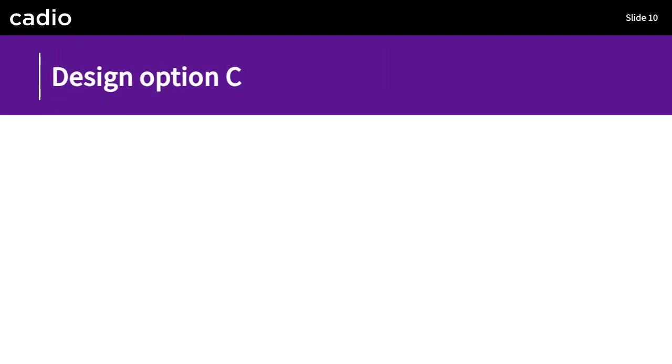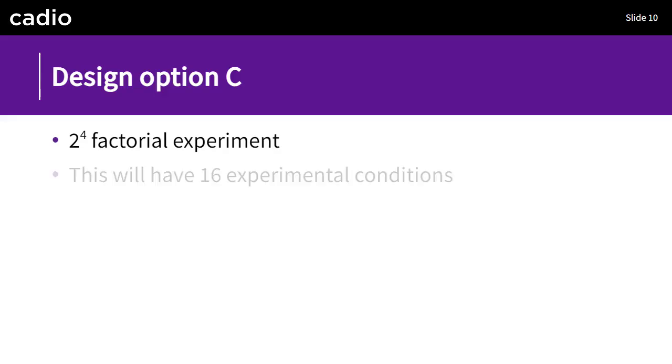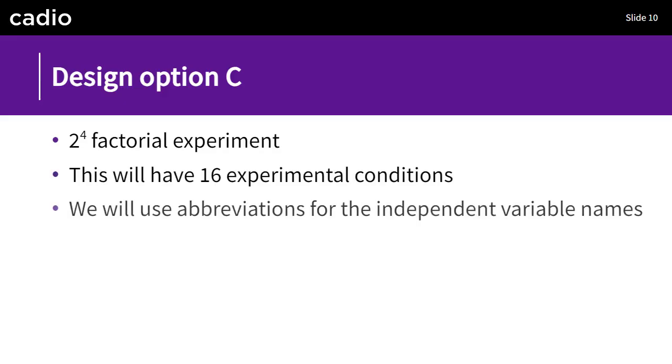The third alternative we will consider is a 2 to the 4th factorial experiment. This will have 2 to the 4th, or 16, experimental conditions. For the rest of this course, we will often use abbreviations for the factor names on tables. Watch for this on the next slide.